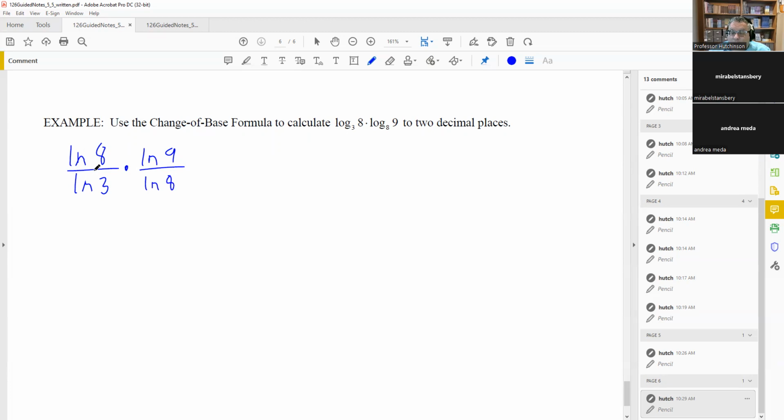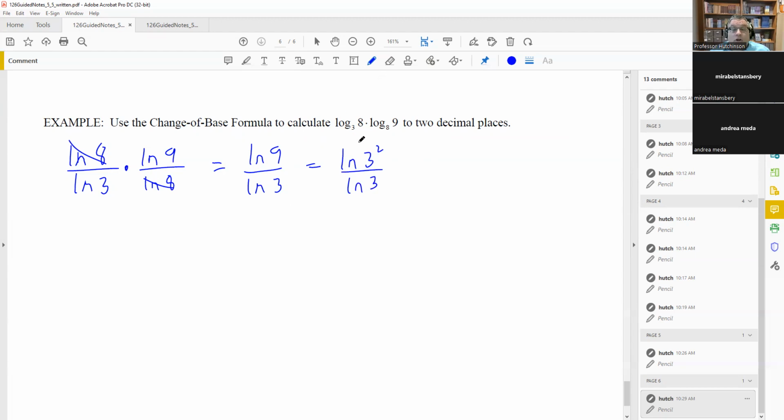Okay, and I could put these into my calculator separately, but this is actually one problem where I don't need to use the calculator at all because I can see some things are canceling. So the ln 8s are going to cancel, and I end up with ln 9 over ln 3, which we could put into a calculator, but since we've been working with properties in this section, let's go ahead and do this one by properties.